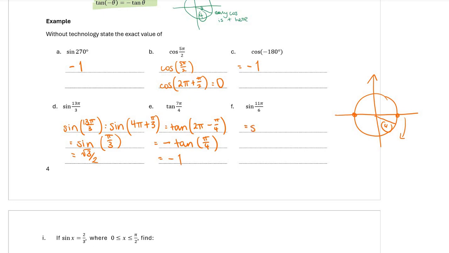And then same sort of idea for this one here. 11 pi on 6 is the same as saying 2 pi take pi on 6. So we're here, we've taken away pi on 6. That means I've got the negative of sine pi on 6, which is -1/2.